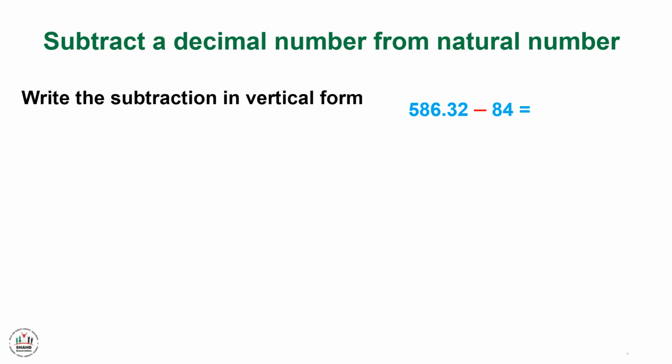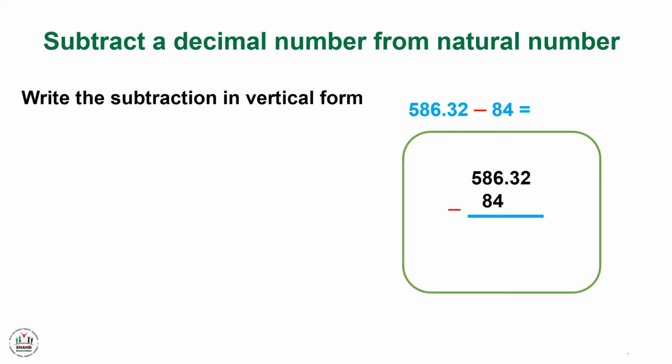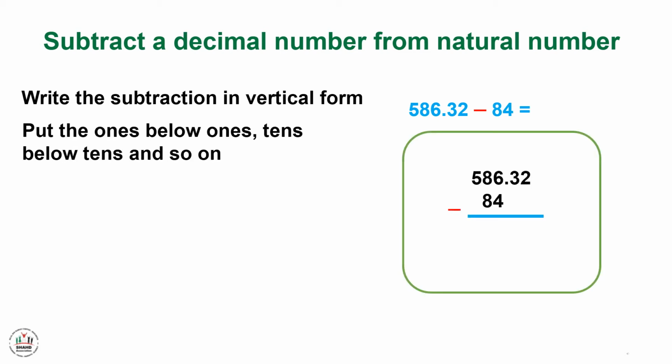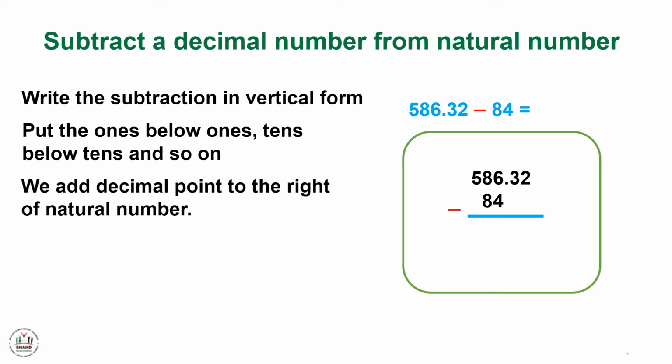First step, write the subtraction in vertical form. Second step, put the ones below ones, tens below tens, and so on. So we put 4 below 6 and 8 below 8. Third step, we add a decimal point to the right of the natural number. So we put the decimal point to the right of the natural number. Fourth step, put zeros in the empty places.